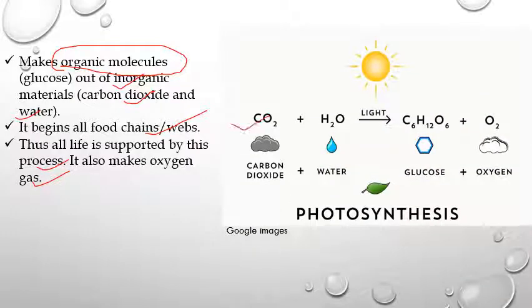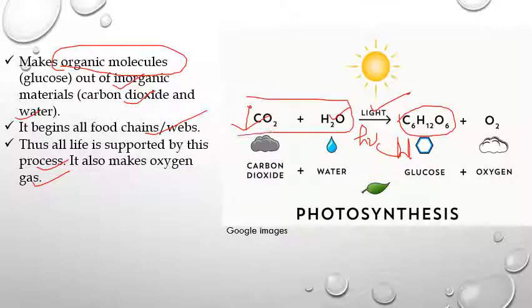This is the reaction using carbon dioxide and water in the presence of light and its pigment, chlorophyll. It can synthesize organic materials. These are the inorganic materials, carbon dioxide and water, and it will synthesize the glucose molecule and also evolve oxygen that is utilized by living organisms for respiration.